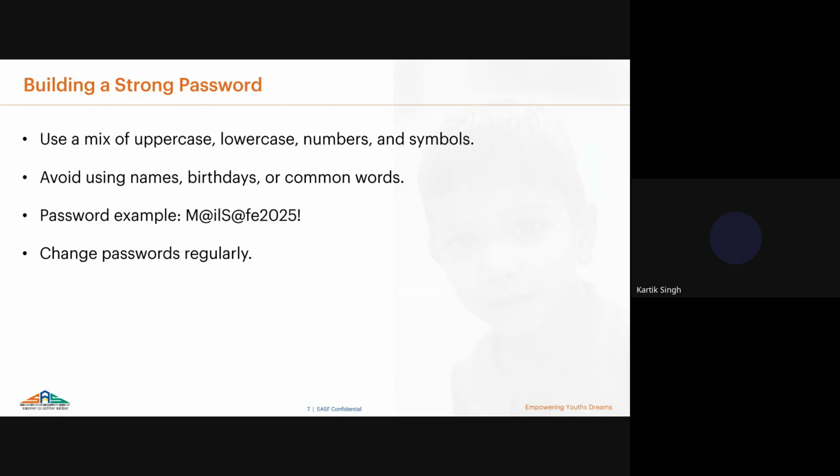Now, how can we create a strong password? We can create a strong password by mixing uppercase letters, lowercase letters, numbers, and symbols. Avoid using names, birthdays, or common words. For example, this is a password that you can use. It starts with a capital M, then an at-the-rate symbol, then two small characters, then a capital letter, then a character, and at the end it has numbers and special characters. This is how you can create your own strong and unique password.